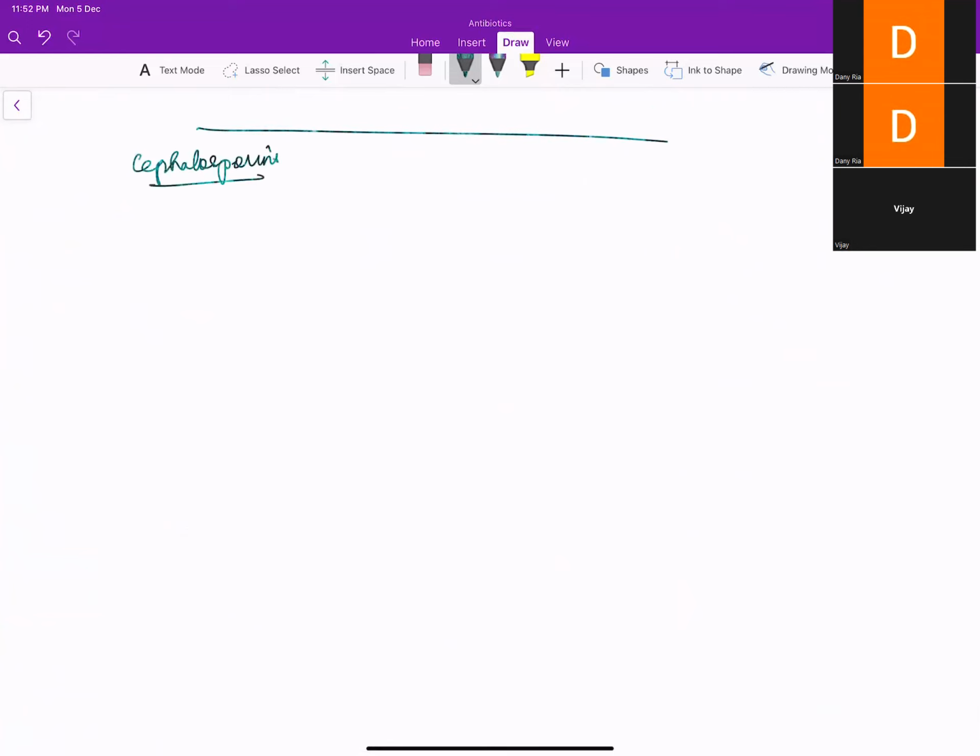I don't know how many generations there are now, because a separate class was there. Name some first generation cephalosporins. First generation is cephalexin. I'm just writing what are very clinically used. Second generation is cefuroxime, cefuroxime axetil, cefixime, clinically used.